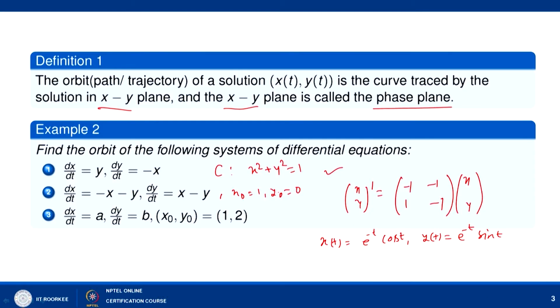So, now considering the second problem, dx/dt = -x - y, dy/dt = x - y, and some initial condition. For example, let us take the initial condition x(0) = 1 and y(0) = 1. Then this second system can be written as (x, y)' = [[-1, -1], [1, -1]] (x, y), and we have already discussed how to find the solution.